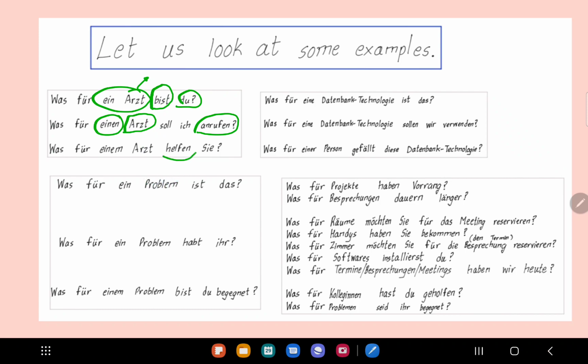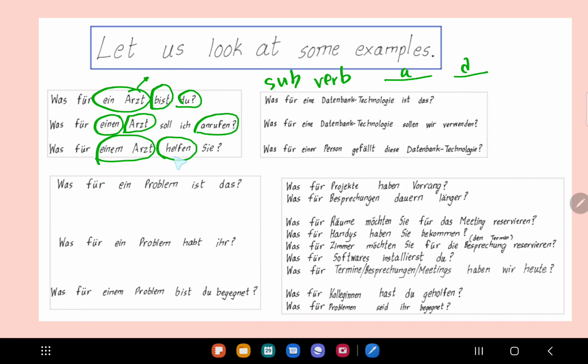What about here? When you have helfen, you know it belongs to the list of dative verbs, and so here you have einem. So masculine dative is einem. Normally, whenever you have a verb, you will have a subject, and the first or direct object will be accusative, and the indirect or second object will be dative. But with helfen, even the first object itself is dative. Why? That's how it is.